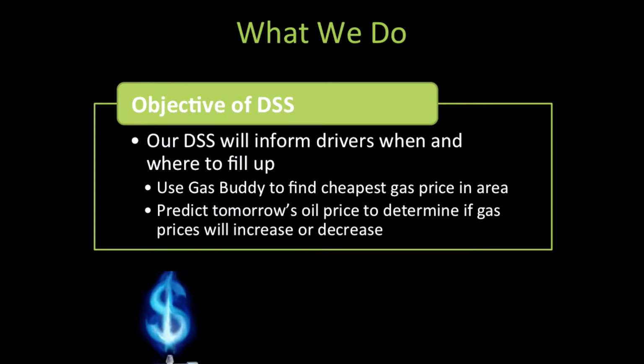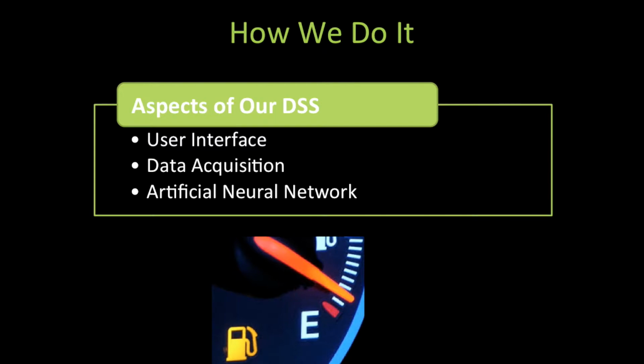So, for the objective of the DSS, we are informing drivers when and where to fill up. This is done by using GasBuddy to find the cheapest gas prices in an area and predict tomorrow's oil prices to determine if gas should be filled up today or tomorrow. And again, using GasBuddy for the cheapest location. So the main aspects of our DSS is the user interface, our data acquisition, and our artificial neural network.